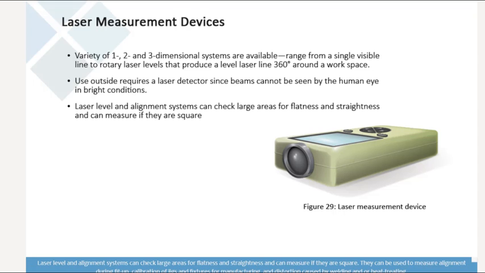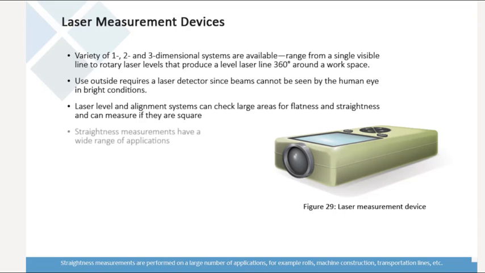Laser level and alignment systems can check large areas for flatness and straightness and can measure if they are square. They can be used to measure alignment during fit-up, calibration of jigs and fixtures for manufacturing, and distortion caused by welding and/or heat treating. Straightness measurements are performed on a large number of applications, for example rolls, machine construction, and transportation lines.